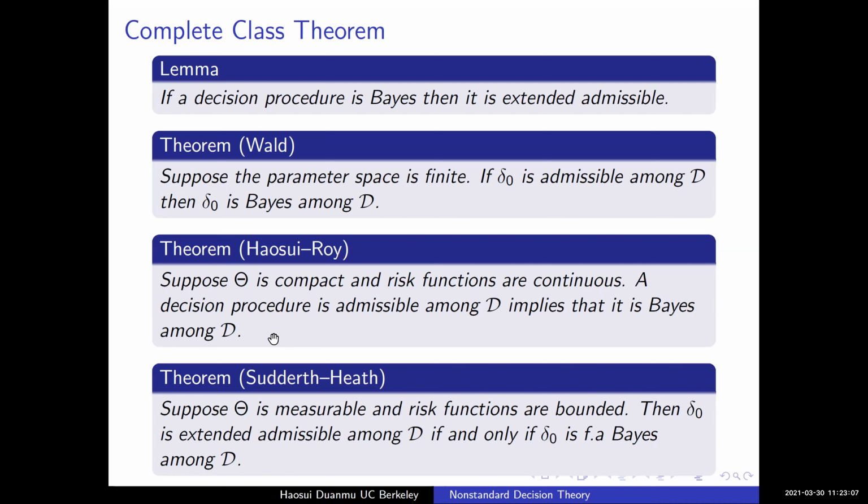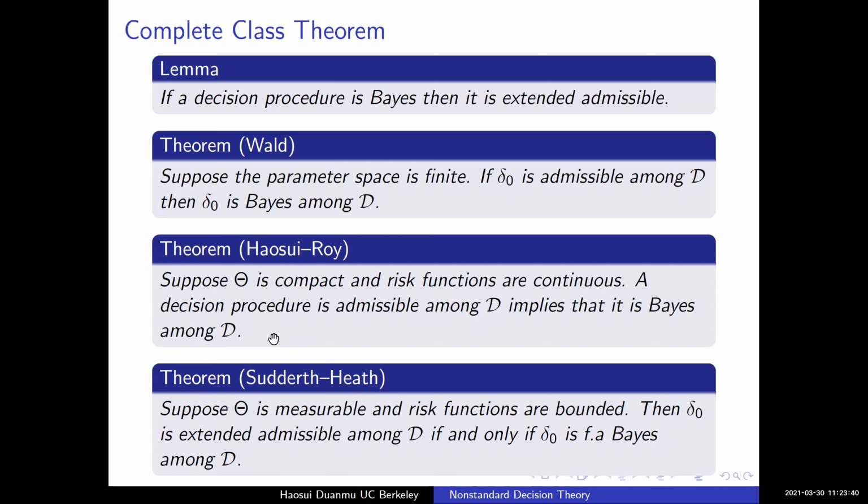So I must mention that for decision procedures with infinite parameter space, the equivalence between extended admissibility or admissibility and Bayes optimality becomes fragile. In particular, in the normal location problems, the maximum likelihood estimator is admissible, but it is not Bayes with respect to any prior. However, it is Bayes with respect to the Lebesgue measure on the whole real line.